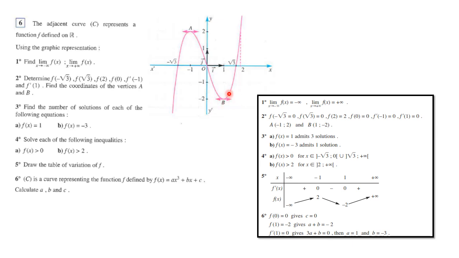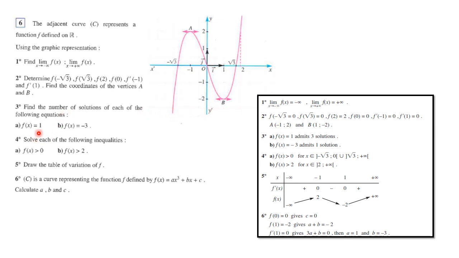Now we need to find the number of solutions of f of x equals to 1. Every time I say f of x equals to 1, I have to draw a horizontal line at 1 and see how many times this line cuts the curve. It cuts the curve at 3 points, so it's 3 solutions. F of x equals to -3, it's down, so it's only 1 solution.